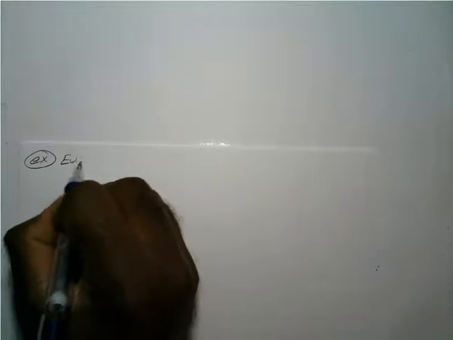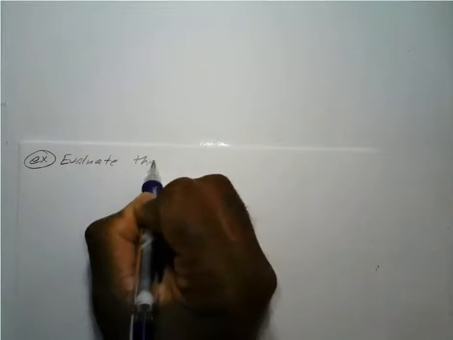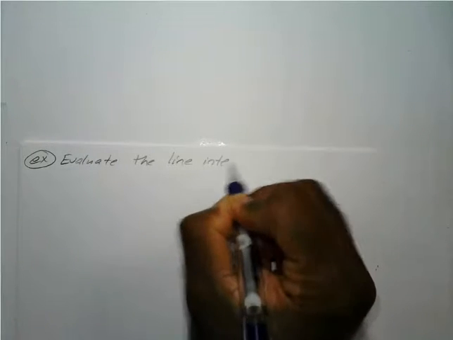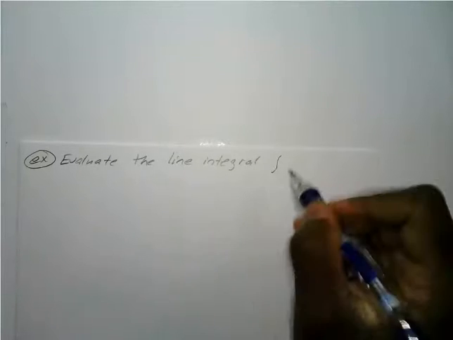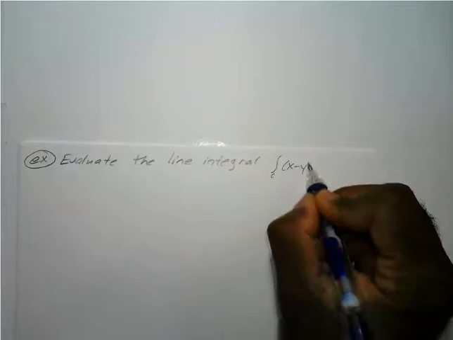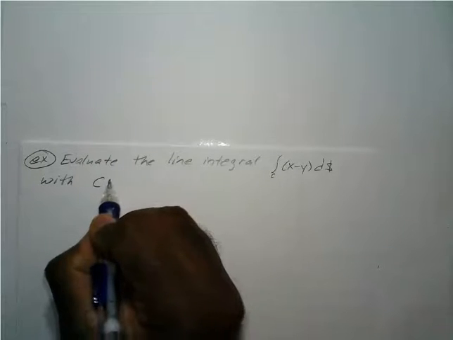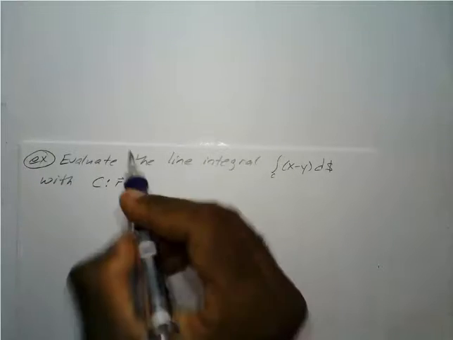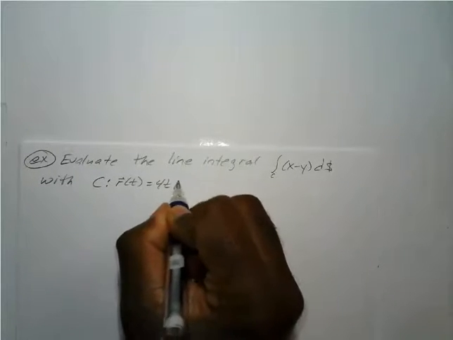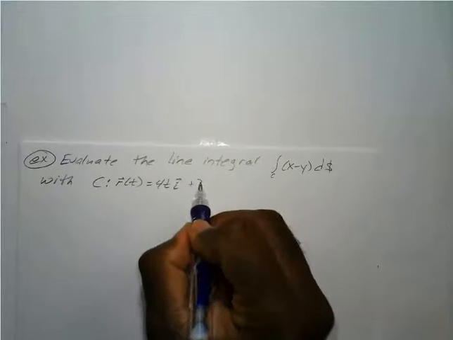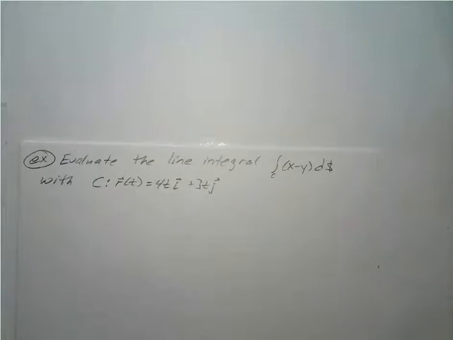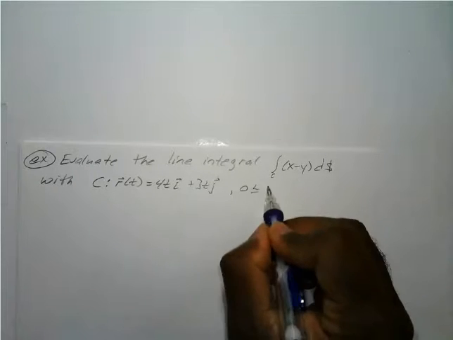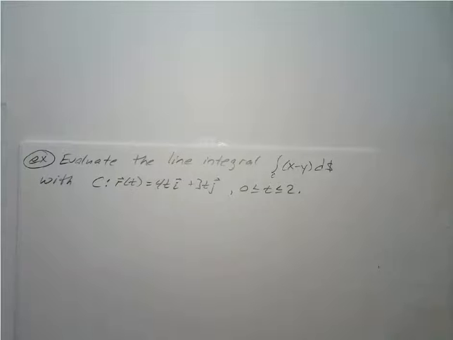What if we want to evaluate the line integral of x minus y with respect to s, with the curve that is represented by our vector valued function r of t equal to 4t times the i unit vector plus 3t times the j unit vector, from t equal to 0 to t equal to 2.